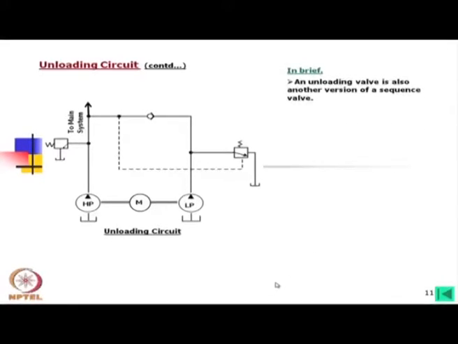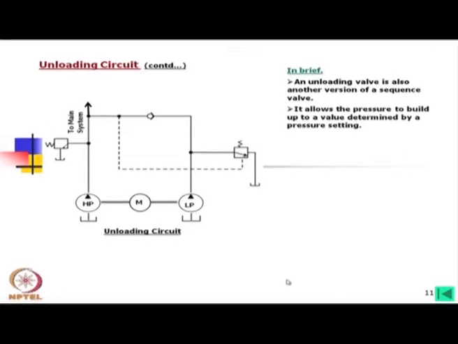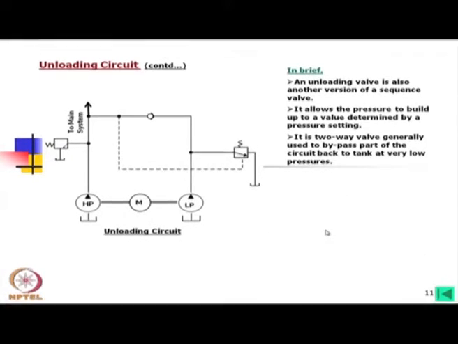Now, in brief we can say that an unloading valve is also another version of the sequence valve that we studied earlier. It allows the pressure to build up to a value determined by a pressure setting. Then it is a two-way valve generally used to bypass part of the circuit back to tank at very low pressure.